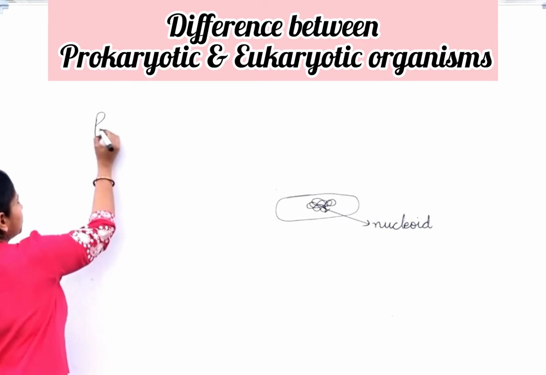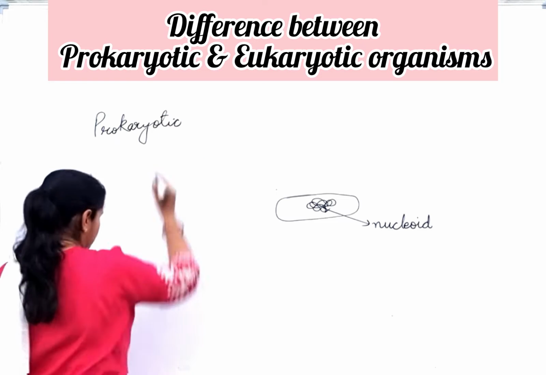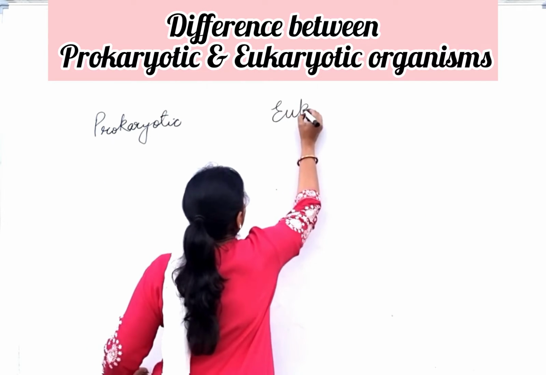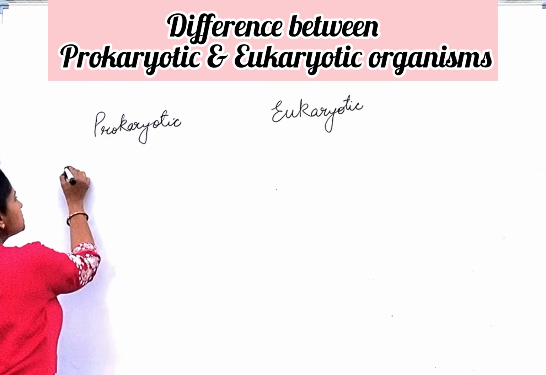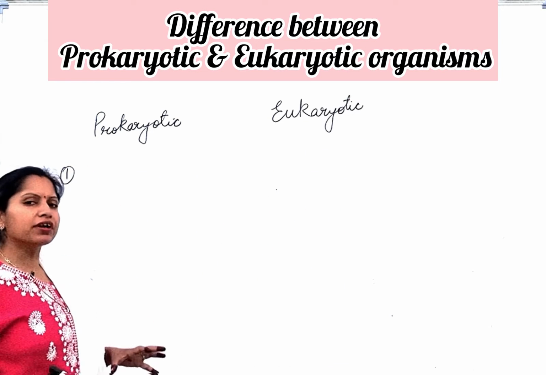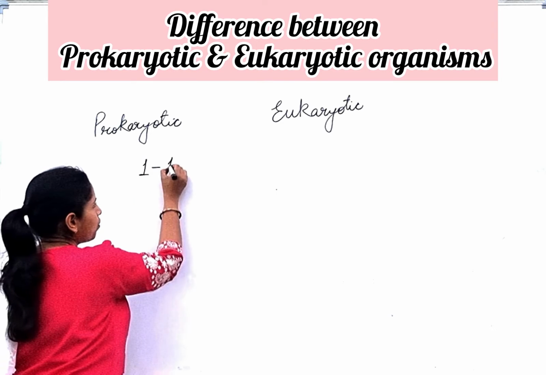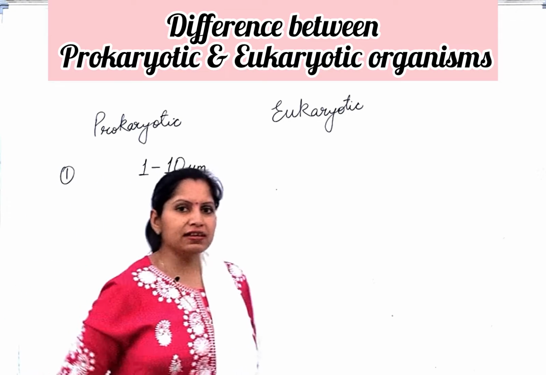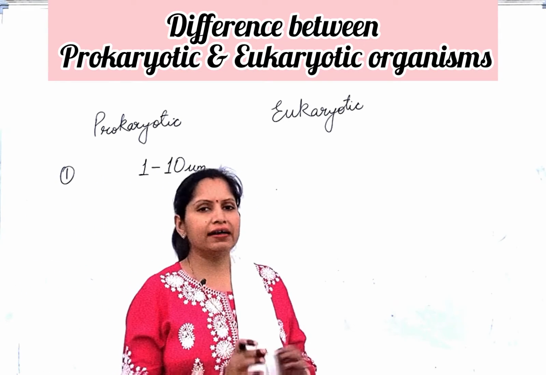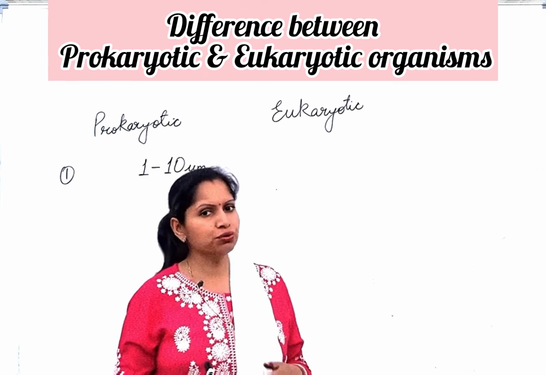So let's work it out. Prokaryotic and eukaryotic. The first point is about the size. The prokaryotic cell has a very small size, usually from 1 to 10 micrometer. The size of a prokaryotic cell is usually small, approximately somewhere between 1 micrometer to 10 micrometer.